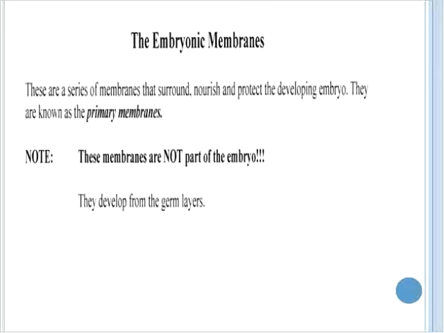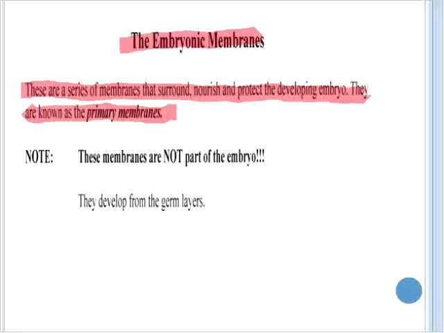The embryonic membranes are also developed. These embryonic membranes are a series of membranes that surround, nourish, and protect the developing embryo. They are known as primary membranes. Please note that these membranes, the primary membranes, are not part of the embryo. They develop from the germ layers, from the trophoblast.